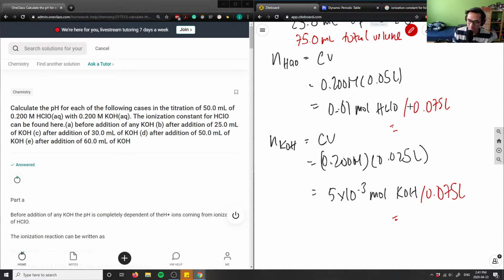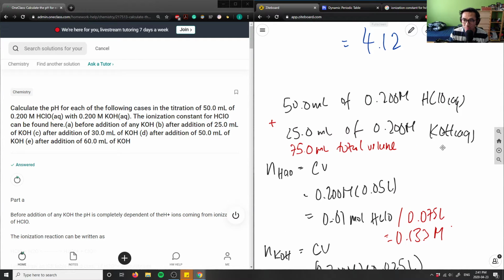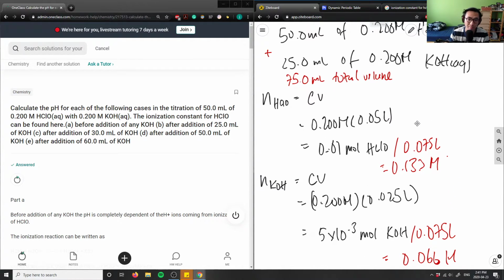I would get a value of 0.0133 molarity of HClO, and for the base, 5 times 10 to the negative 3 divided by 0.075, I would get 0.066 molarity here. So these are my new concentrations for my ice table that I'm about to do here.